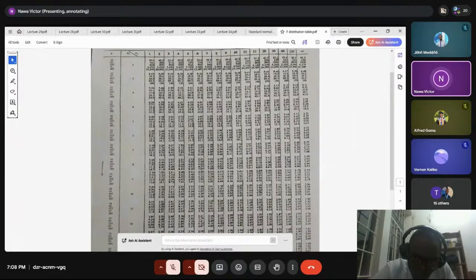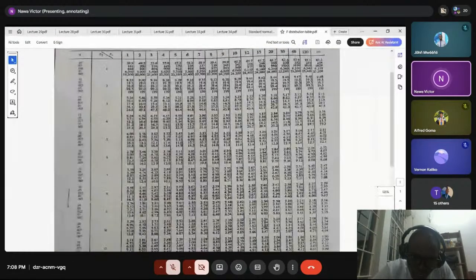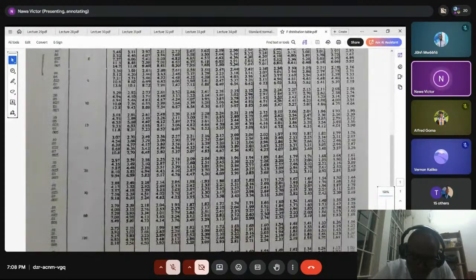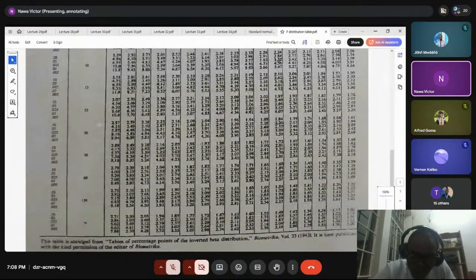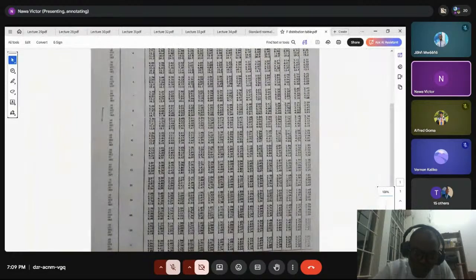Are you able to see, or do I need to zoom? Zoom in. So we are here. Okay, so let's zoom. So it was 15, except now I've forgotten where we were. I should have highlighted. So let's do this.